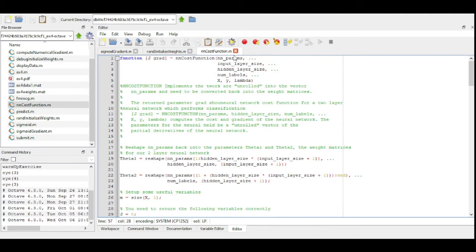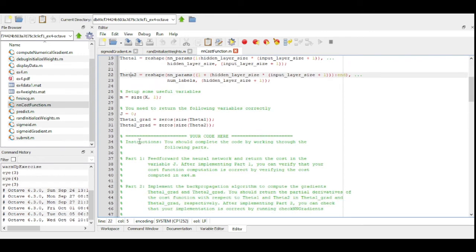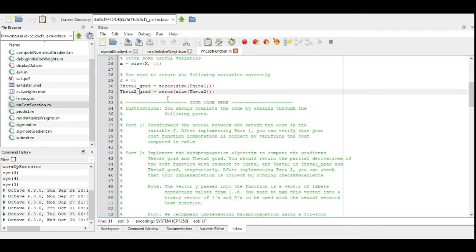Okay, so what are the parameters which we are passing? Obviously we are giving the nn_params, the number of parameters, which need to be converted back to the weight matrices. We need to convert this nn_params to weight matrices. We are giving the input layer size, then the hidden layer size, the number of labels, then X comma y, which is the output, and lambda for regularization. After that, we reshape our Theta1 and Theta2, m is nothing but the size, and we are initializing the variable J and Theta1_grad and Theta2_grad. These are the two variables which we want to return.